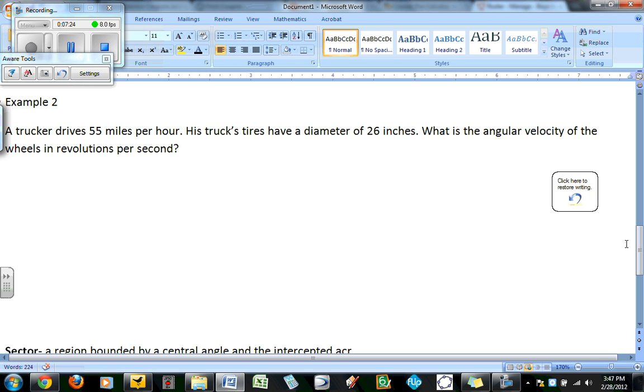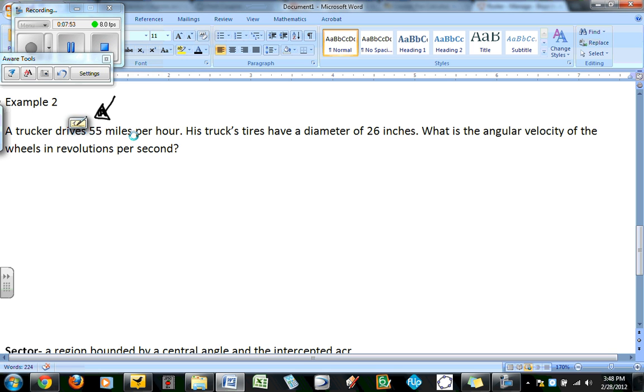So here's a good example. It says a truck driver drives 55 miles per hour. His truck tires have a diameter of 26 inches. What is the angular velocity of the wheels in revolutions per second? Okay, so this truck driver, this is giving us his linear velocity. He's going 55 miles per hour.